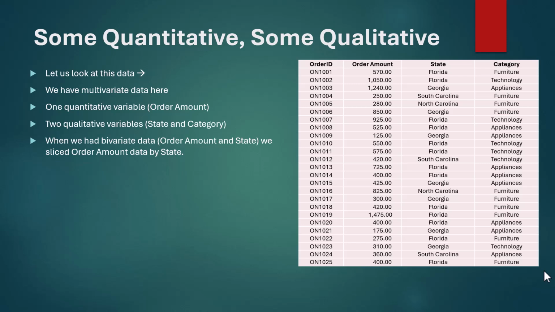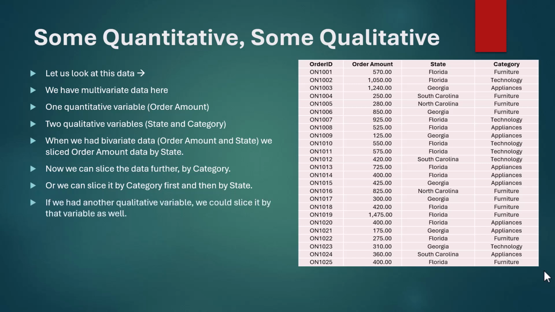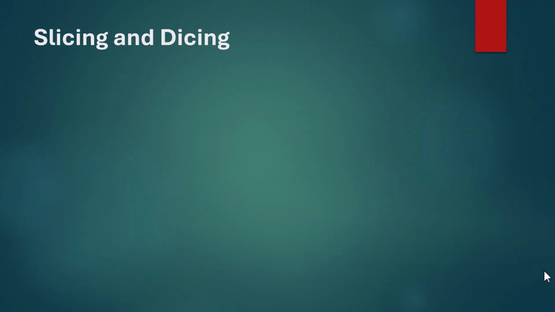Now, when we had bivariate data, just order amount and state, what did we do? We sliced order amount data by state. Now that we have another qualitative variable called category, we can slice the data further. Or we can slice the data by category first and then by state. If we had another qualitative variable, a third qualitative variable, we could slice it by that variable as well.